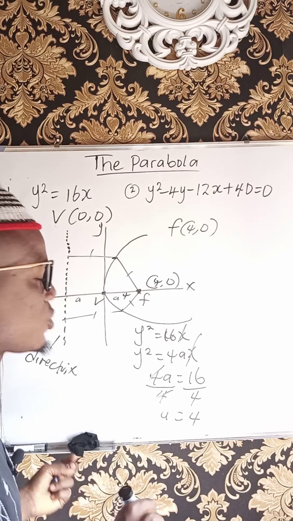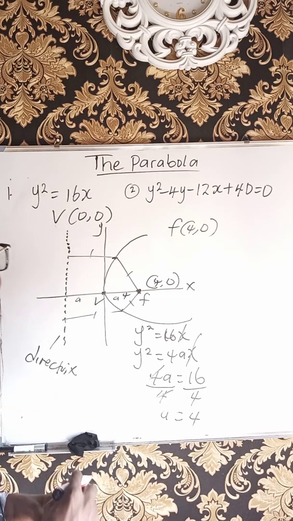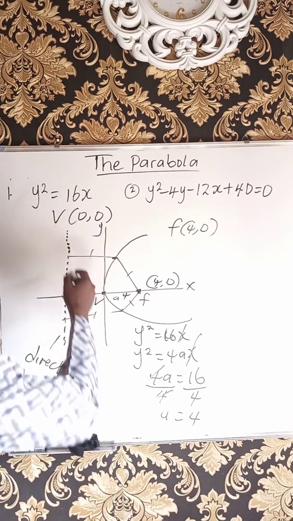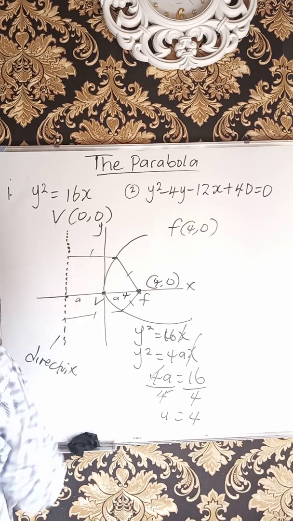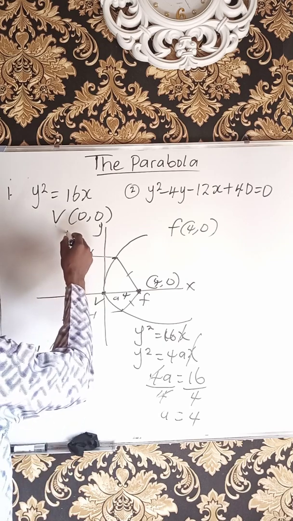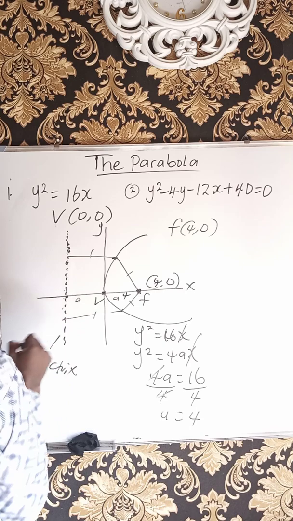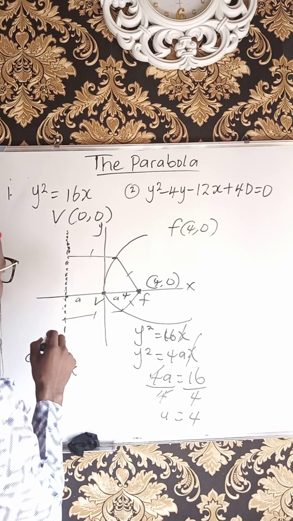Having got the focus as 4, 0, what is now our directrix? Remember, this is our directrix, and this is the line for our directrix. And what is the position of this line? Let us see.